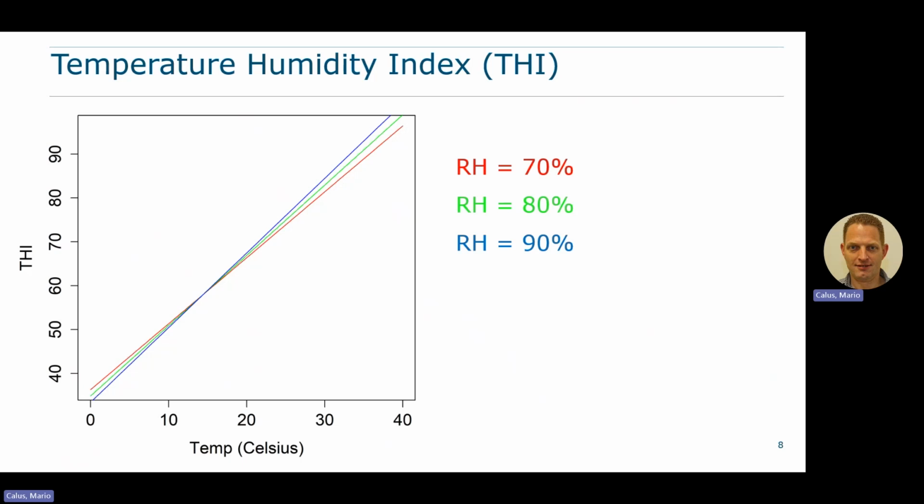So here I plotted for the x-axis a certain temperature, and then there's three different lines for three different relative humidities, and you can see that those lines are all very close to each other. So in most cases, depending on the variation in relative humidity, the temperature humidity is close to being sort of a linear transformation of the temperature.